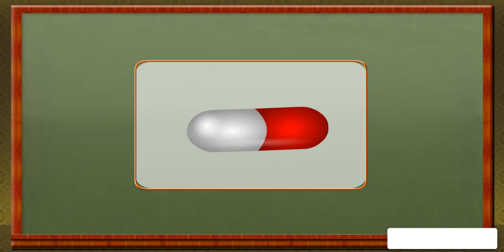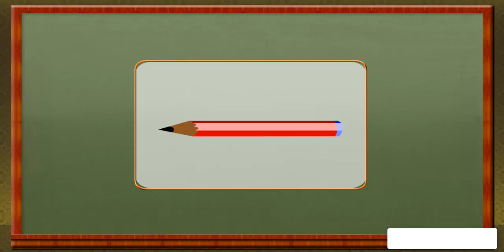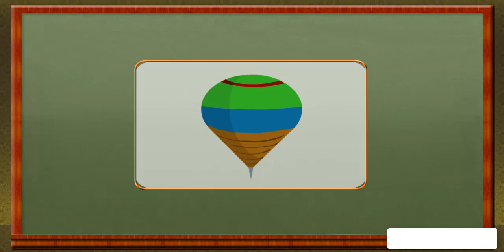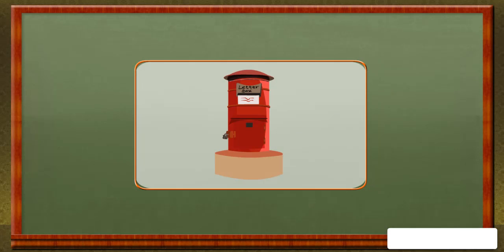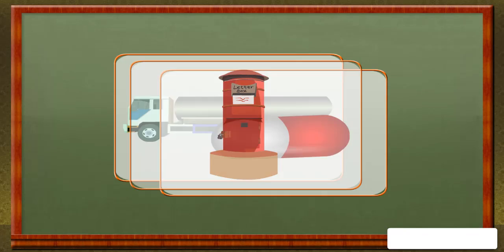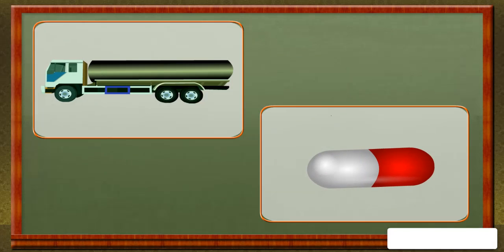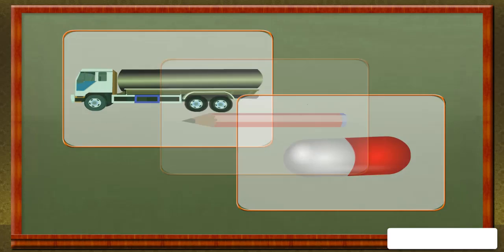Capsule, pencil, top, letterbox. Can you guess the solids combined in this tank and capsule? These both are made of a cylinder with two hemispheres at its ends.